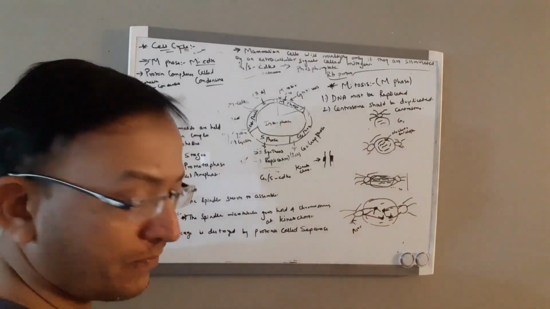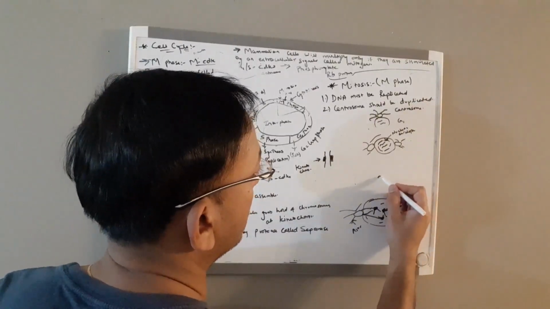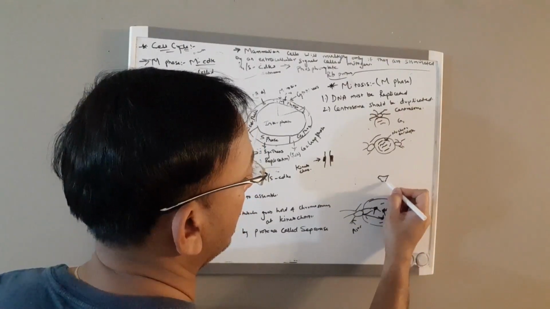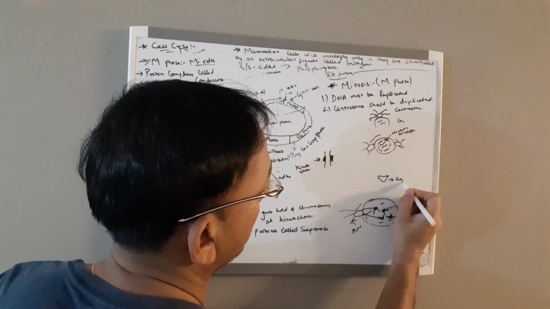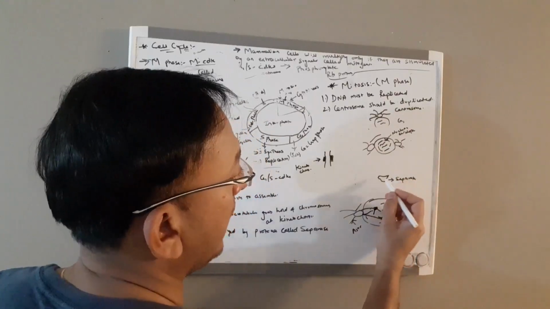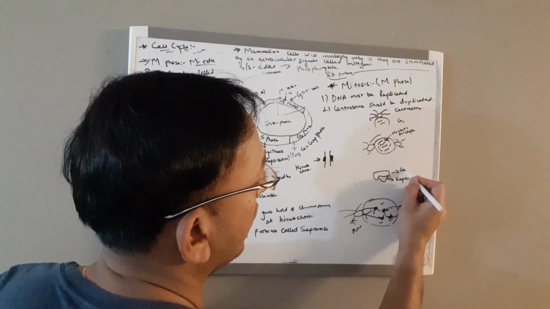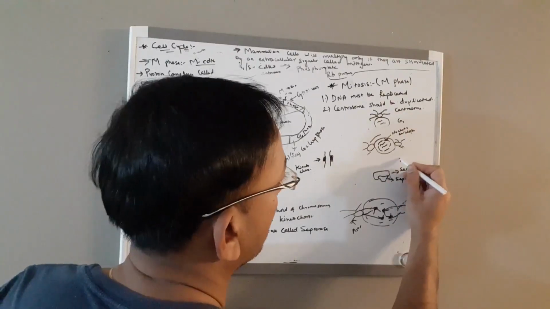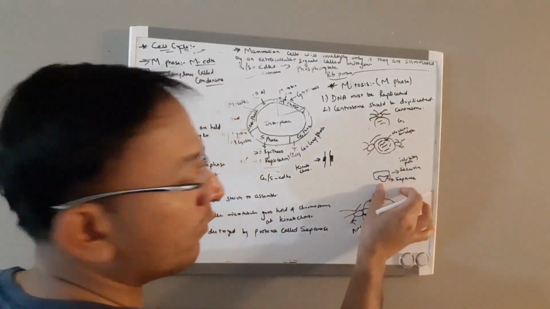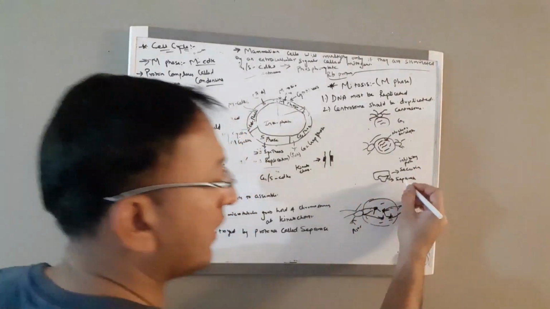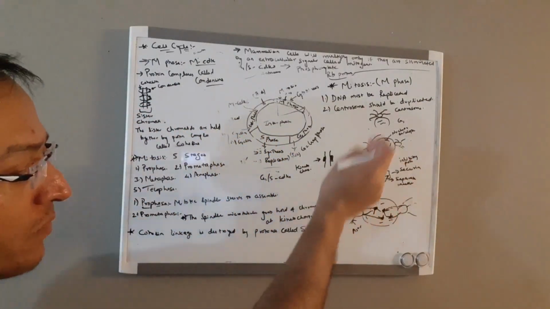So for example, this is our separase, right? It is held by a protein called securin, and this is an inhibitory protein. So this is called inactive separase because it is held by this protein called securin.